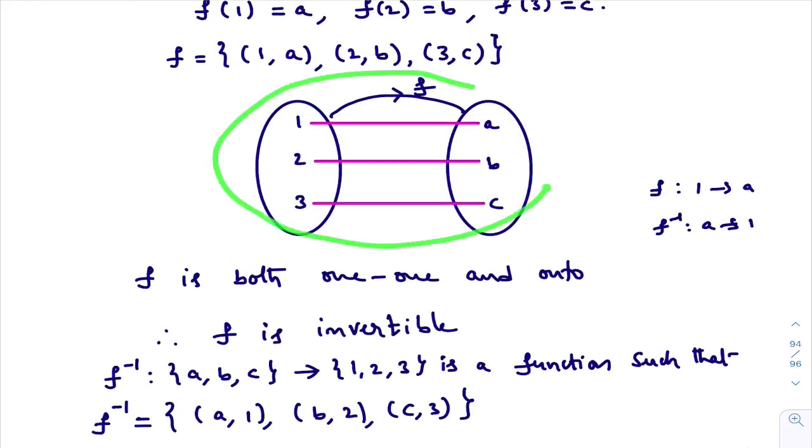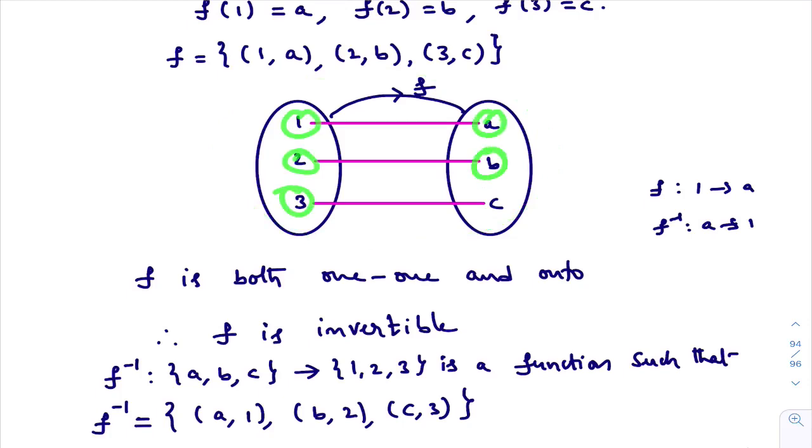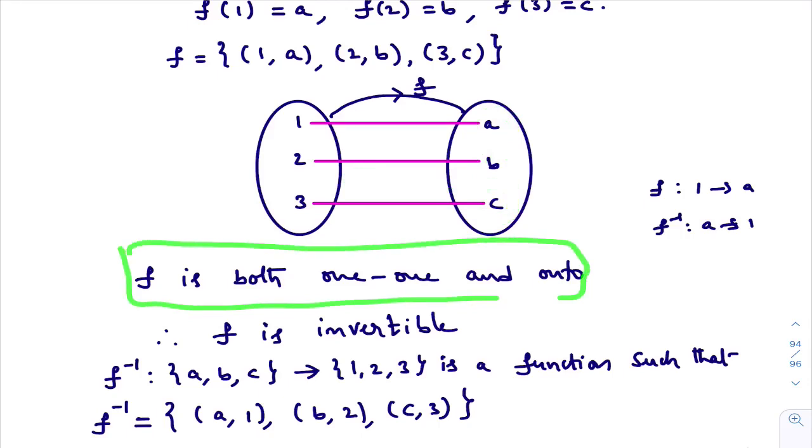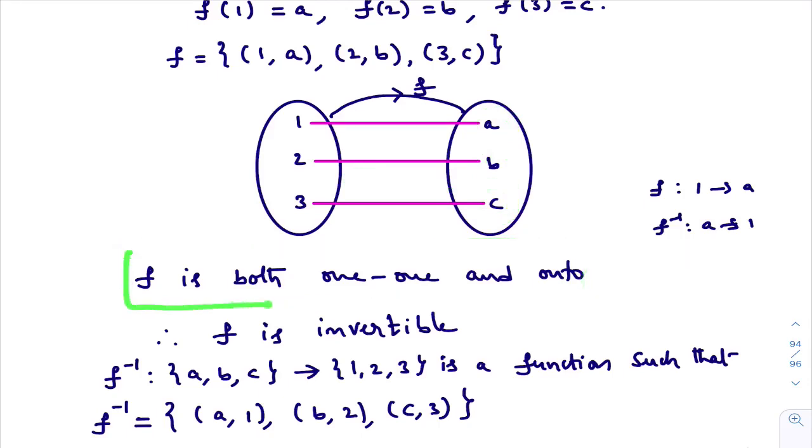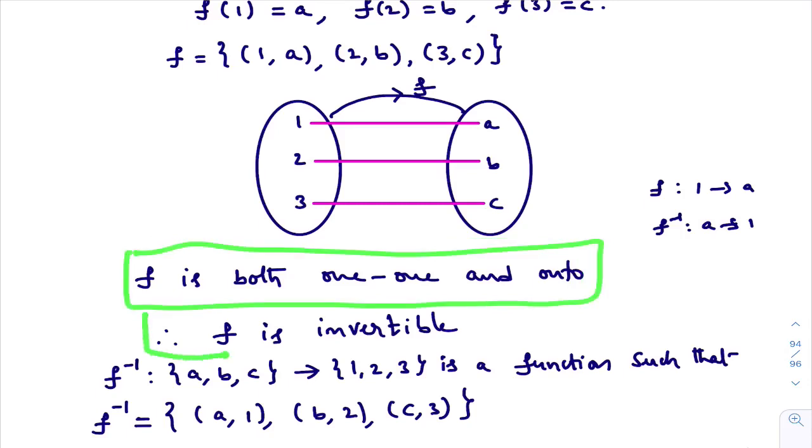Now you observe this diagram, it is a one-one function. Different elements in the first set have different images in the second set. Different elements in the domain have different images in the codomain. Yes, it is a one-one function. By seeing the diagram we can say this is one-one. Now is it onto? For every element in the codomain there exists at least one pre-image in the domain. Yes, therefore this is onto also. So f is both one-one and onto. As it is both one-one and onto, I can say that this function is invertible.